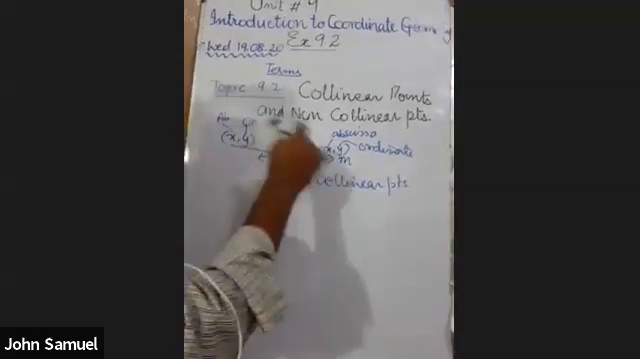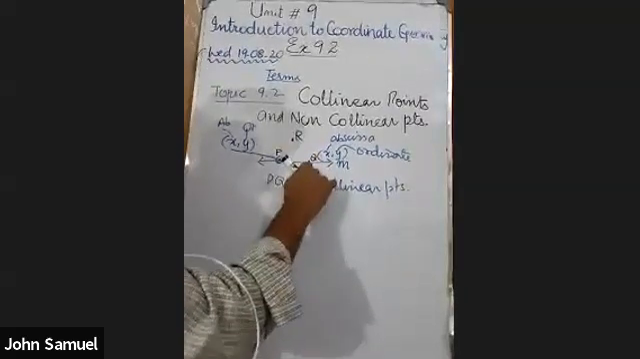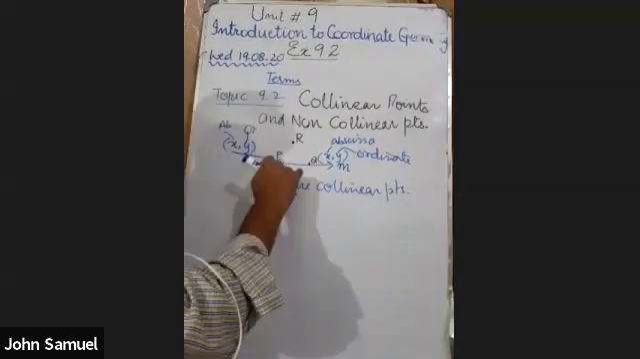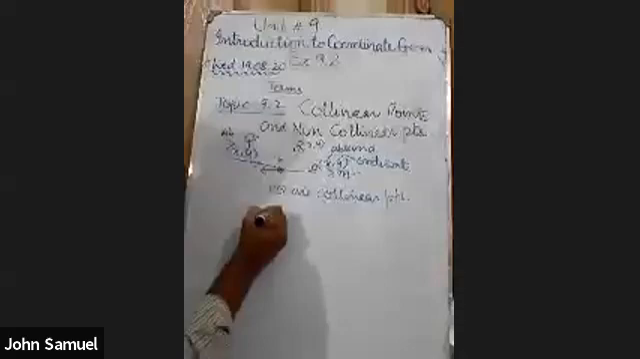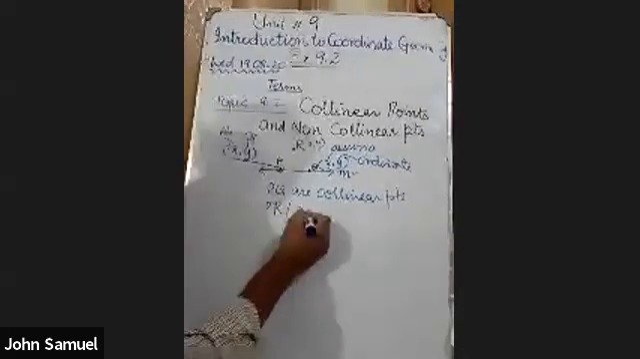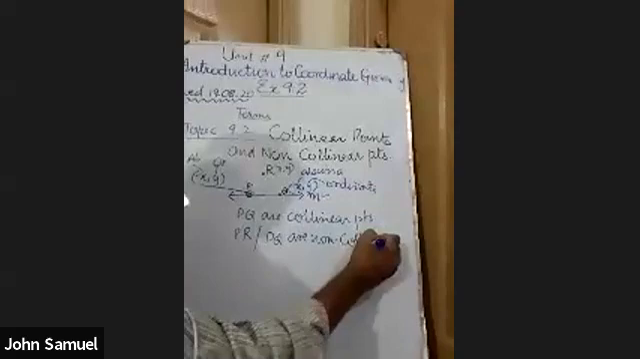Now, if we consider points P and R, or P, Q and R, these are not on the same line. P and Q are on the same line, N. But R, though it has X and Y coordinates, is not on it. So we will say PR or PQR are non-collinear points.